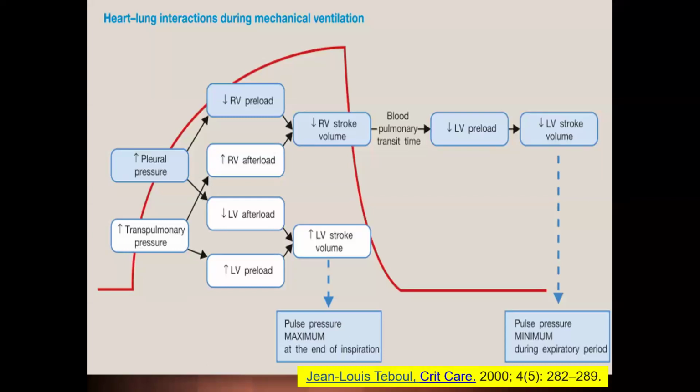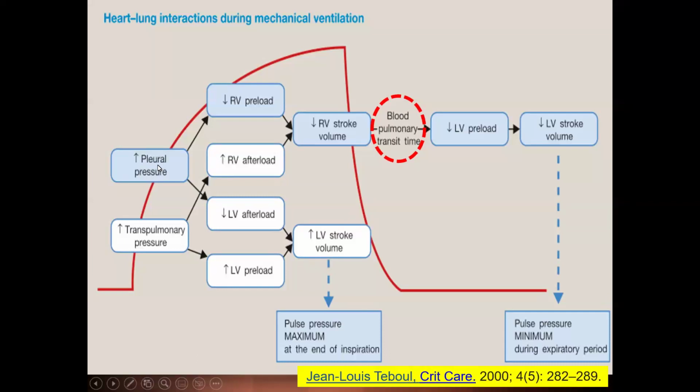Here, explained by Jean-Louis Teboul in 2000, we have two pressures during positive pressure ventilation. Sorry. We have an increase in pleural pressure and, at the same time, an increase in transpulmonary pressure, or mean transmural pressure. We will talk first about the right ventricle and later about the left ventricle.